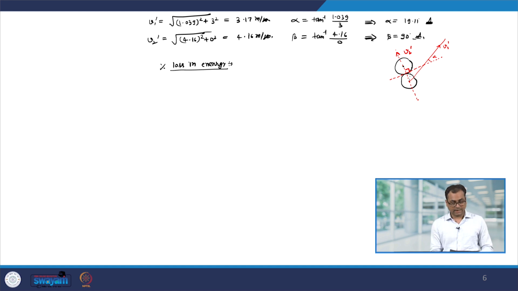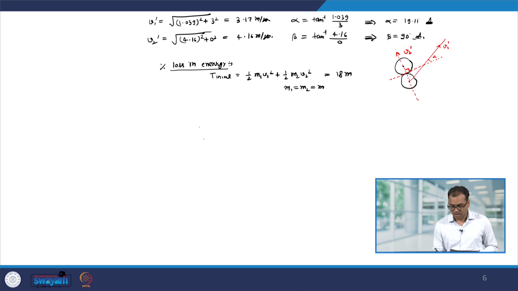Now, let us calculate the percentage loss in the energy. So, here the energy is the kinetic energy. So, let us find out what is T initial. The initial kinetic energy, it is half m1 v1 square plus half m2 v2 square, and v2 was initially 0 and m1 is equal to m2 equal to m, because both of them have the same mass. So, that comes out to be 18 m, okay, where m is the mass.